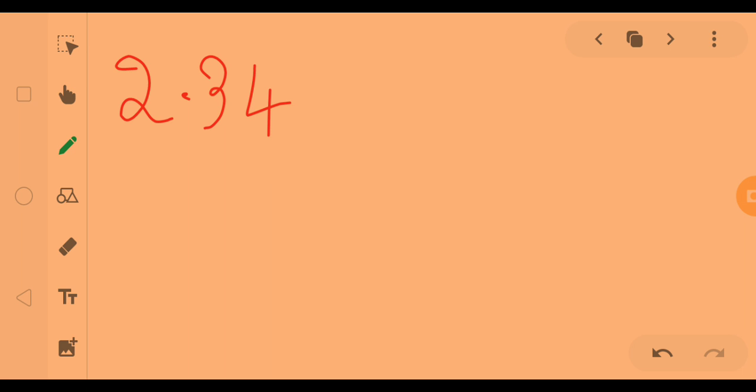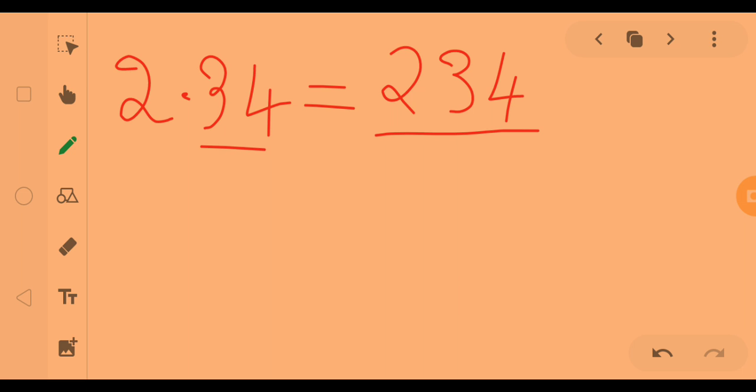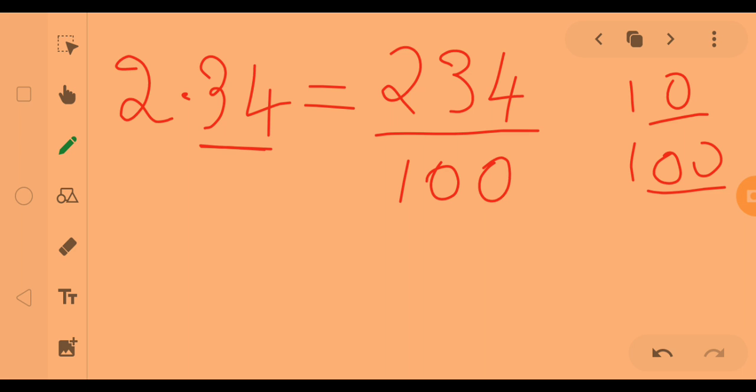See another number, 2.34. First of all we write it as a whole number, so 2.34 becomes 234. Upon it we put the fractional bar, then we have to see what the denominator should be. Here there are 2 decimal places. So the denominator should not be 10, as 10 has only 1 zero. In 100, 2 zeros are there and there are 2 decimal places in the number. So we choose 100 to be the denominator of the fractional representation.